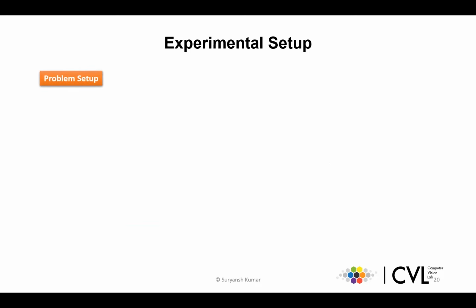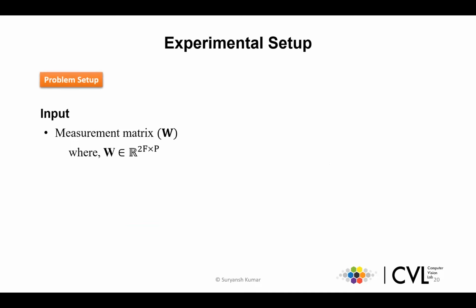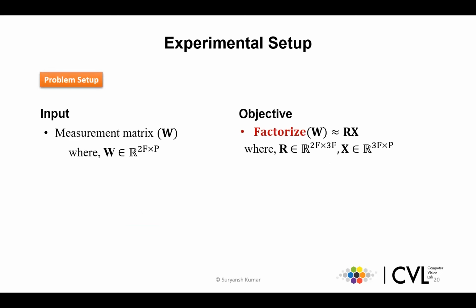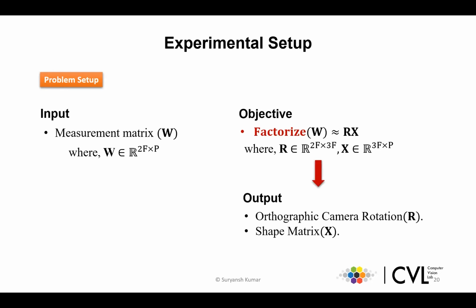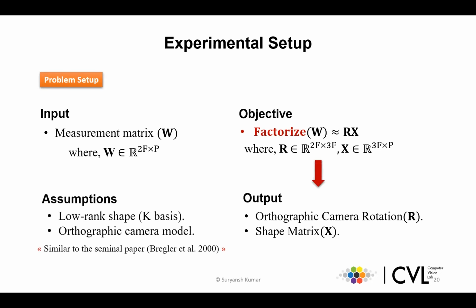So now let's understand the experimental setup. You are given a measurement matrix, I'm going to show what it is. The goal is to factorize this measurement matrix into rotation and shape. Simple. You have done lots of matrix factorization, but the only difference is you have to factorize in a special form. One has to be rotation, another has to be shape of this dimension. And as I have already quoted, this is the expected output that we want, and the assumptions are the same as the seminal work that existed in this area 20 years back.